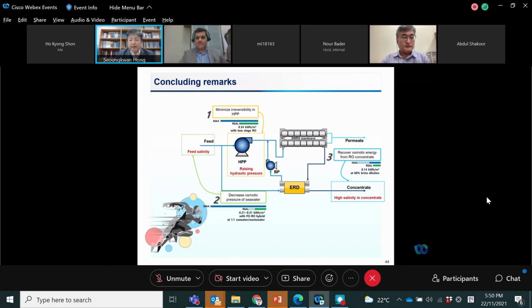Minimizing irreversibility is effective, but operating issues are challenging. Decreasing osmotic pressure can be effective only with additional low saline water. Recovering osmotic energy may be effective but needs to be further developed technologically. We are still running really hard to further reduce energy use in SWRO desalination to reach the theoretical minimum energy consumption for seawater desalination. So we're still working really hard every day.